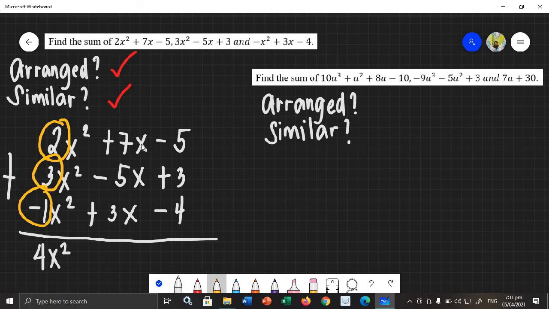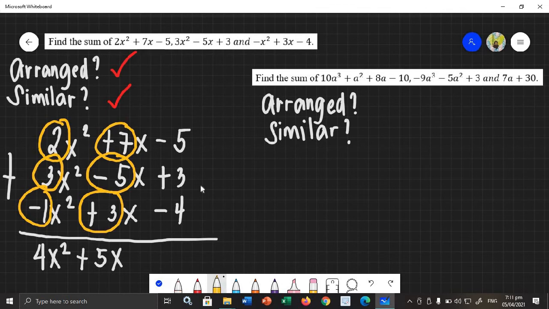And then next is, we have positive 7 or 7, we have negative 5, and positive 3. So, i-add natin sila. 7 plus negative 5, the answer is 2. 2 plus 3, the answer is 5. 5 is positive, so lagay natin plus 5. And then copy natin yung literal coefficient, which is x.